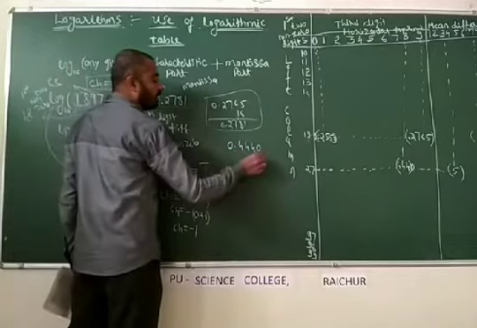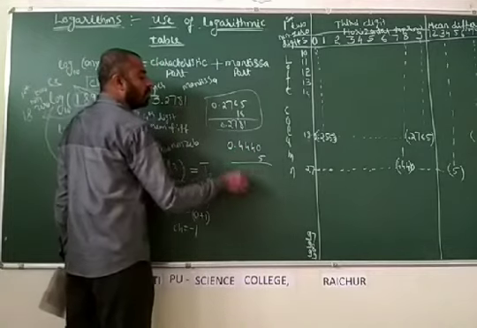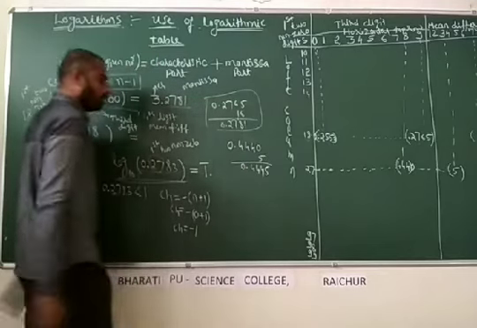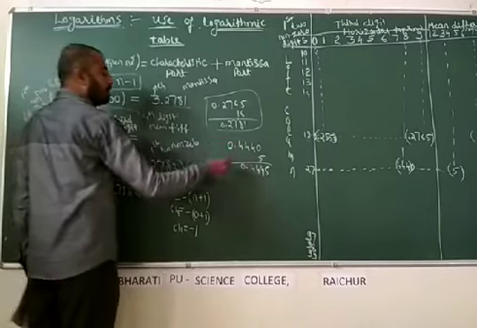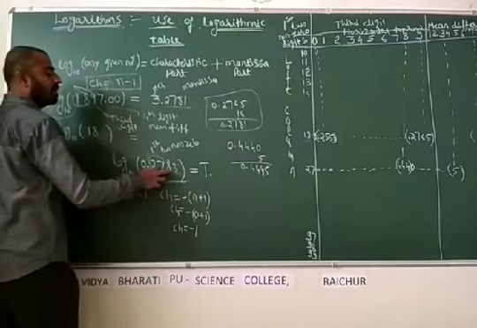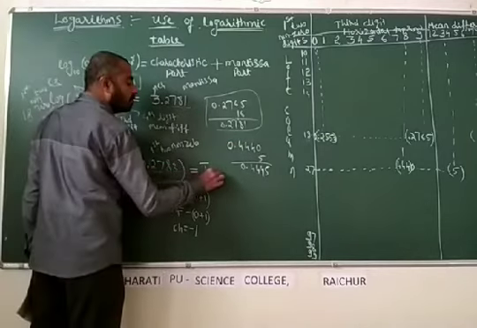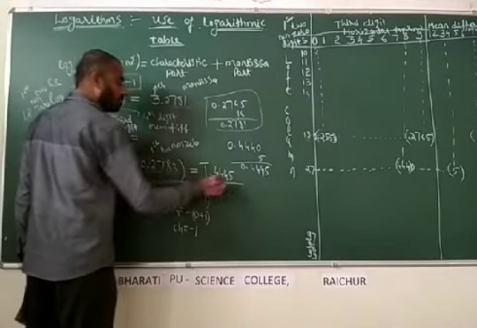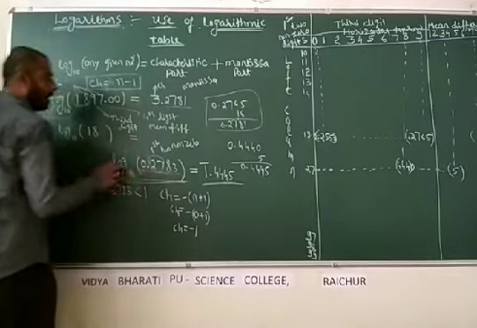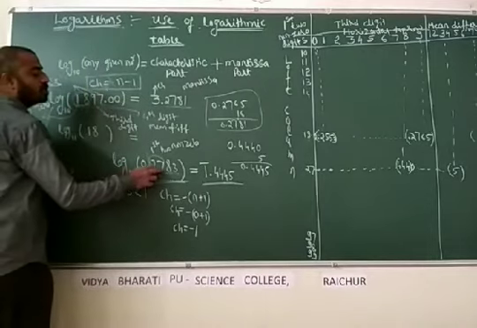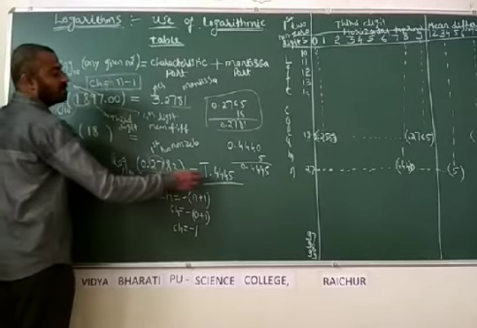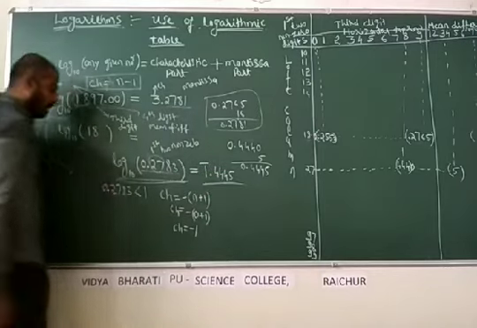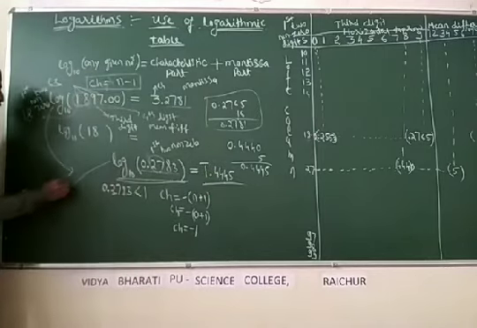Now add that mean difference value with this table value. On adding, this will be 0.4445. Now the mantissa part of this number 0.2783 is 0.4445. This is the logarithmic value. Logarithmic value of what? Logarithmic value of 0.2783. What is that? Bar 1.4445.